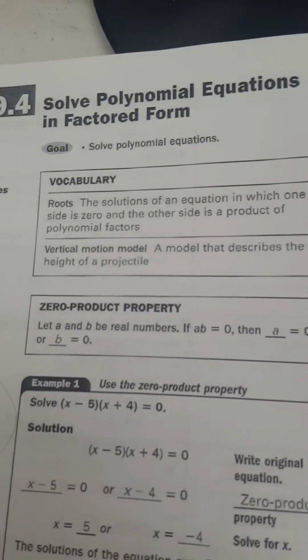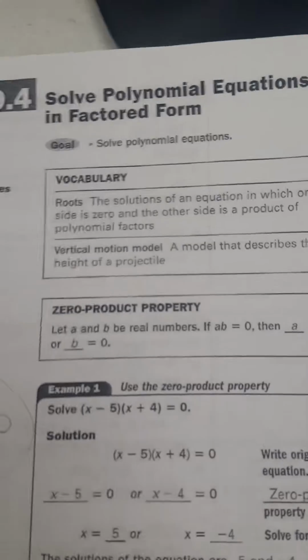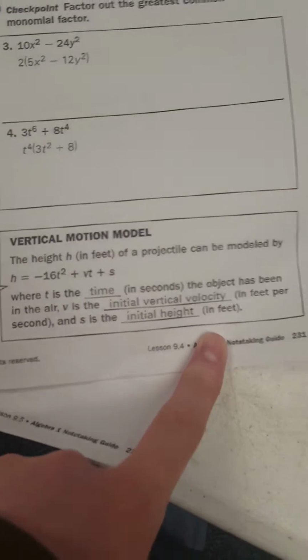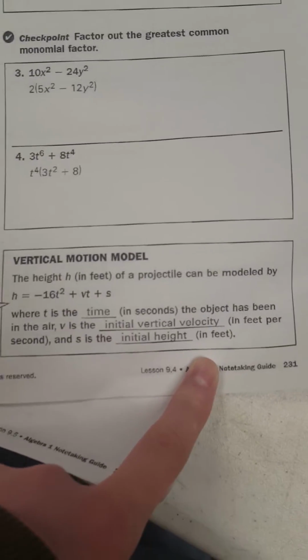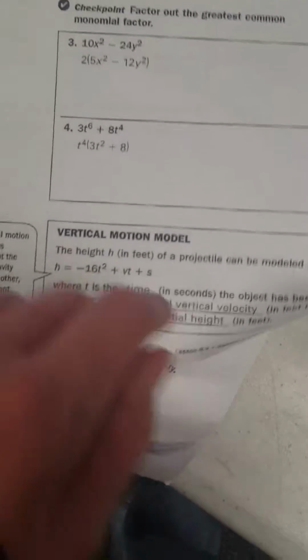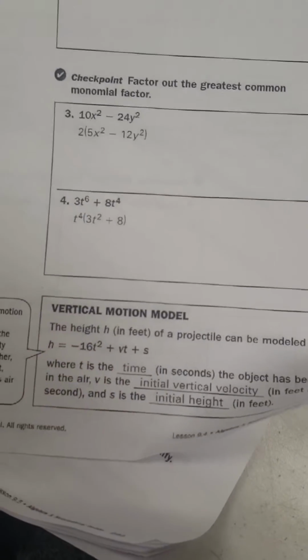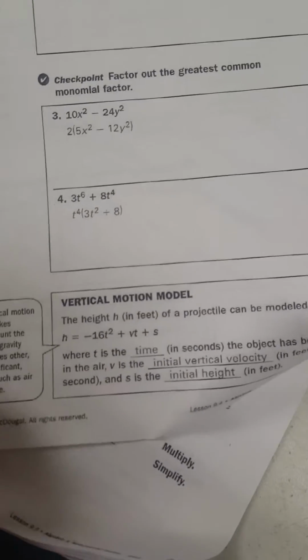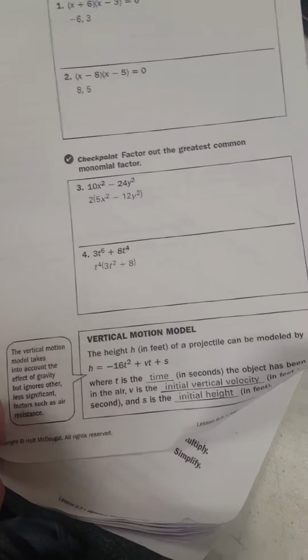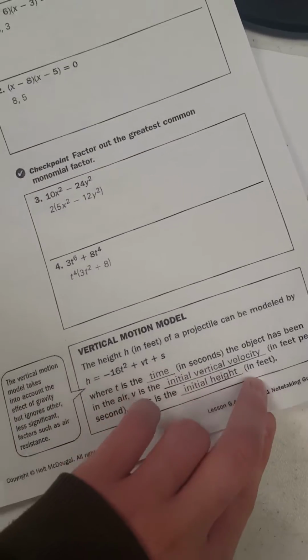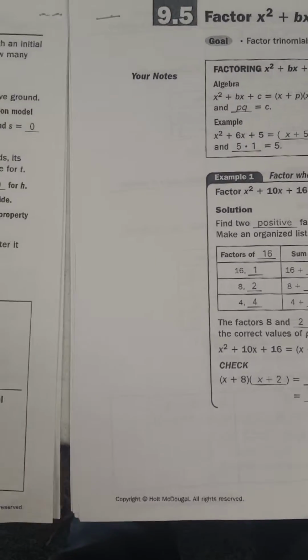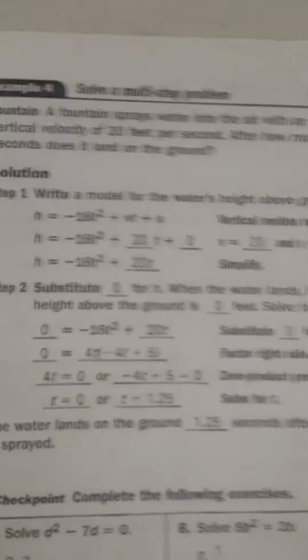Vertical motion model. A model that describes the height of a projectile. Vertical motion model. The height h in feet of a projectile can be modeled by h equals negative 16t squared plus vt plus s. t is time, v is the initial vertical velocity, and s is the initial height. Confusing, I know. And that would be an example of a model.